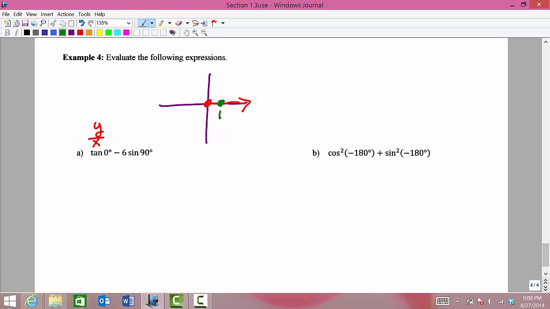The point that we use to find our x and our y would be (1, 0). X is 1, y is 0. So that would be 0 divided by 1. And so the tangent value of 0 would be 0. Minus 6 times our sine value. So we want to find the sine value of 90 degrees.